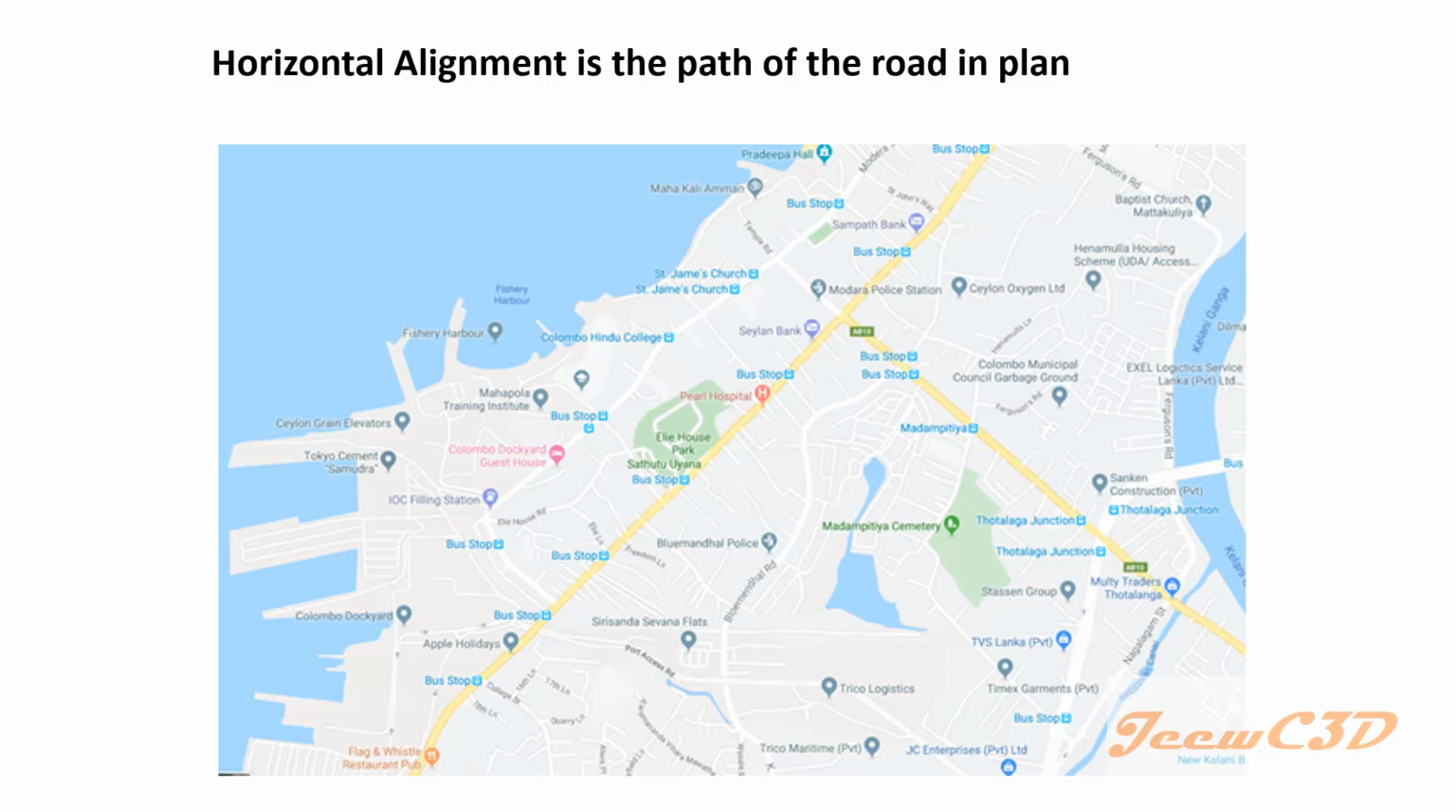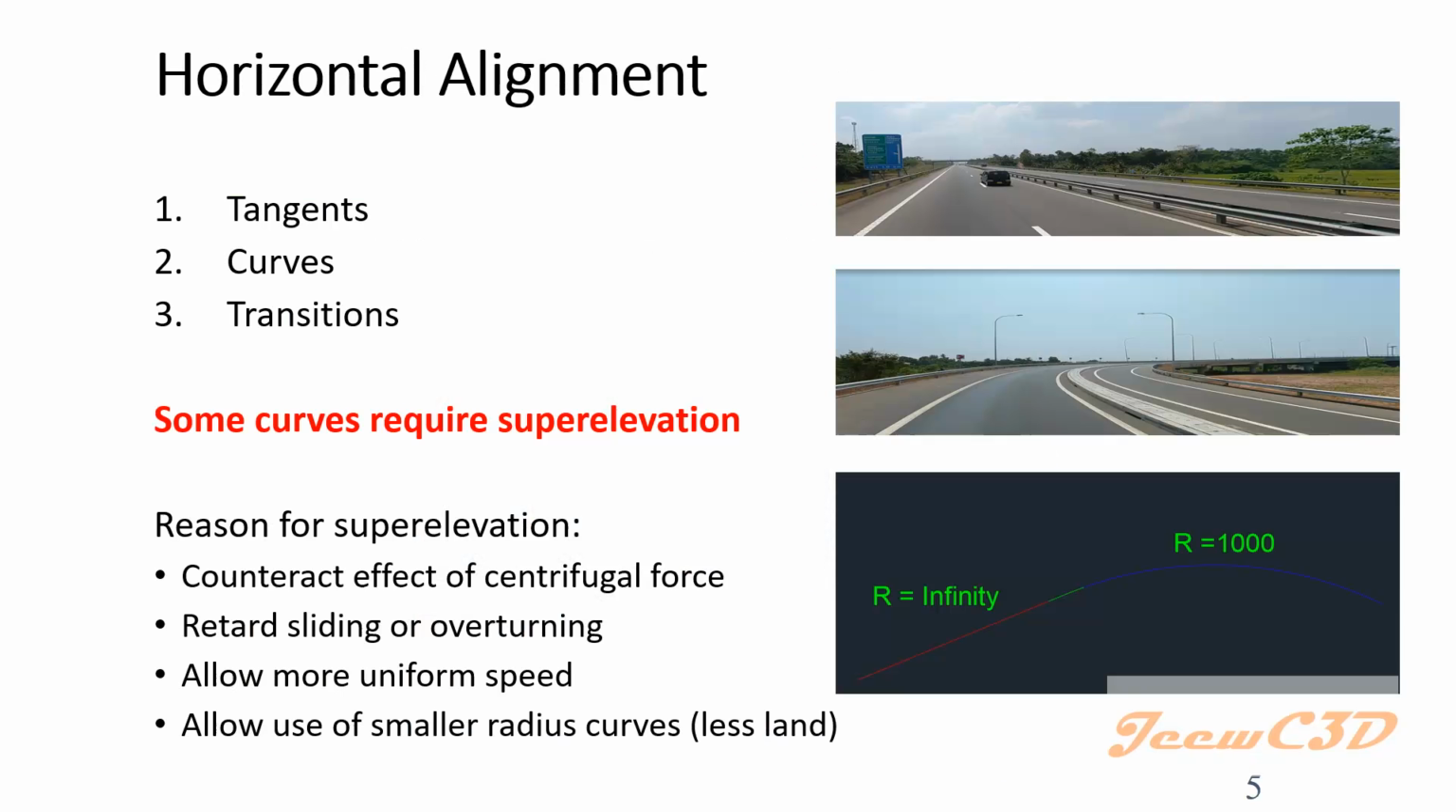So this is what happens when you go to Google Map. You can see the plan view of a road. This is a collection of roads. Only you can see is the straight sections and curved sections of the road. So this is the horizontal alignment of the road. This is what we call horizontal alignment.